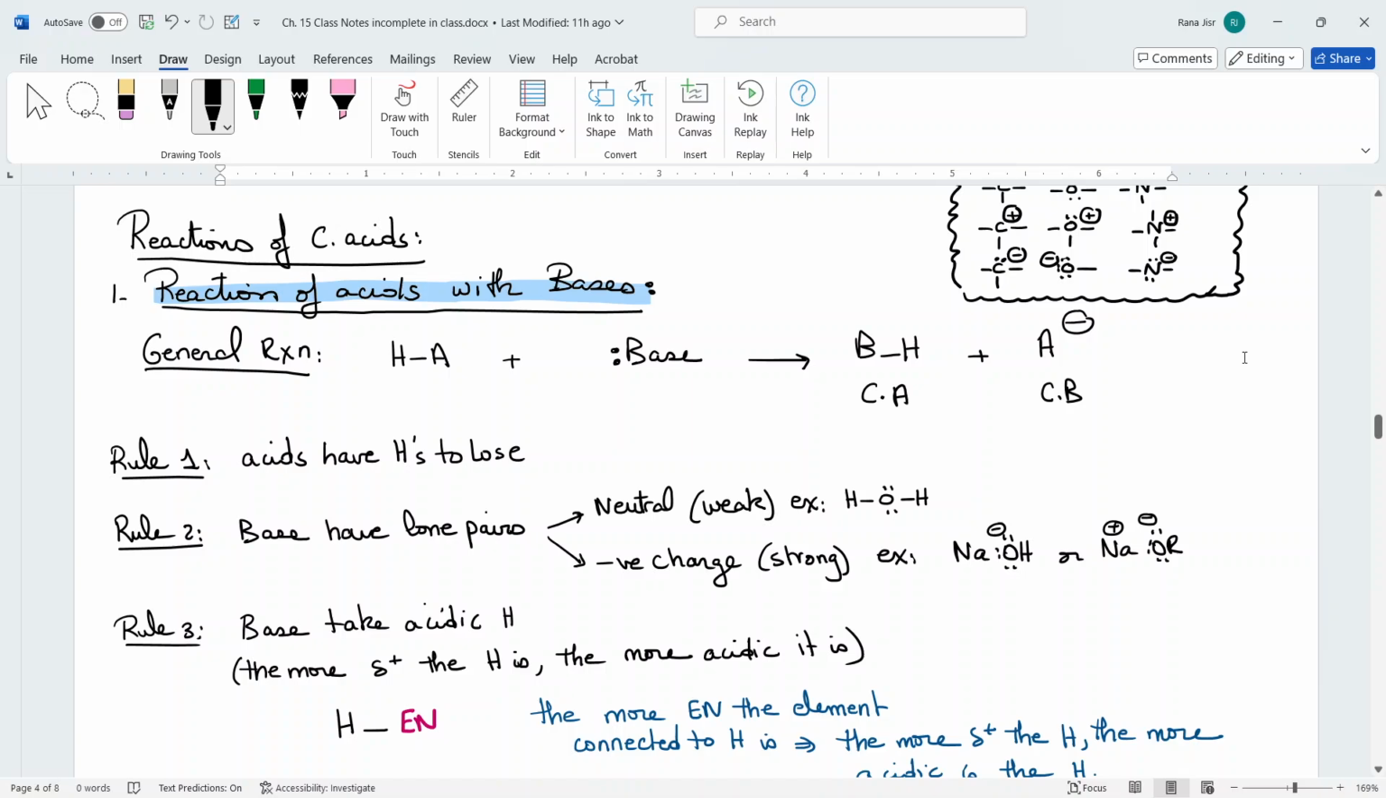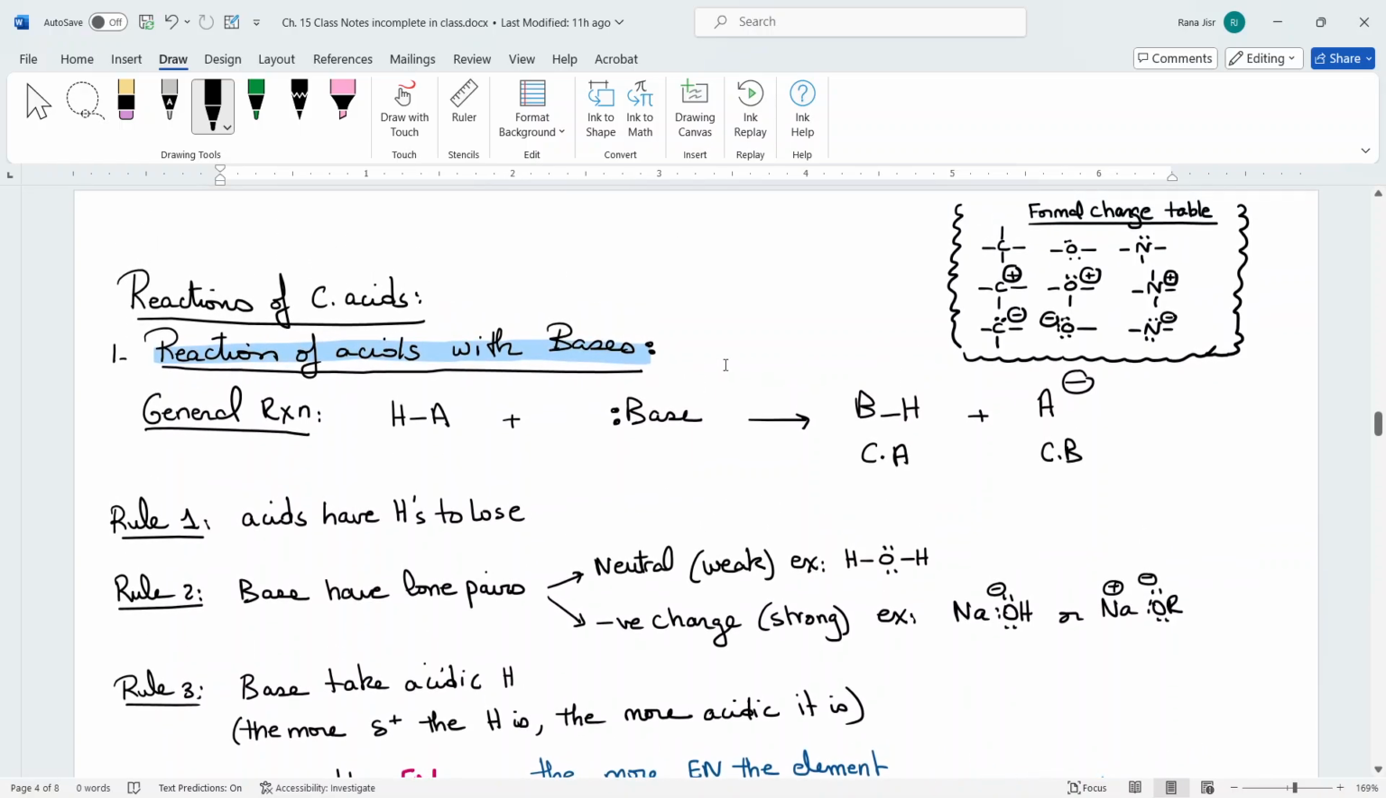Carboxylic acids undergo a lot of reactions. The most important reaction of carboxylic acids is the reaction with a base. I did include the formal charge table in there so that you would know your charges. For example, if oxygen has one bond and three lone pairs, it's a negative charge. And we use this a lot in bases.